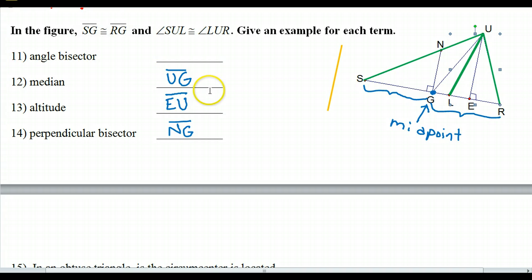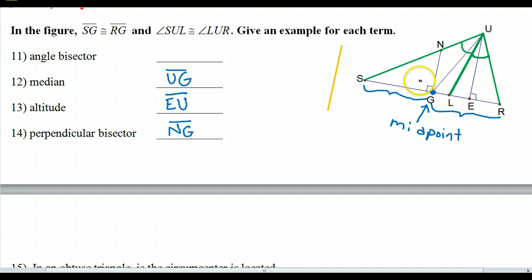Alright, and I'll also make that green. So these two green angles that I just made, those are the two angles that are being mentioned here, and they are supposed to be congruent. Okay? So this angle is congruent to this angle.